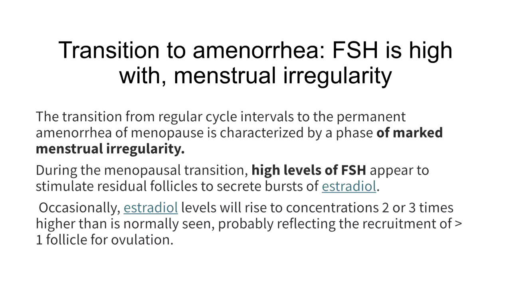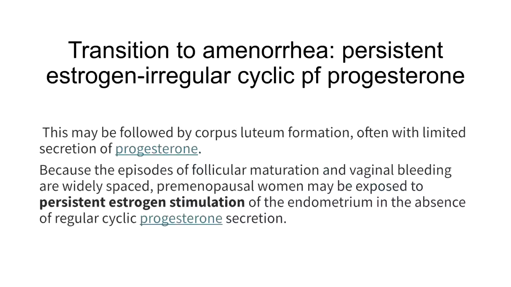During that menopause transition, high levels of FSH appear to stimulate only residual follicles and to secrete a little burst of estradiol, and occasionally those estradiol levels will rise to 2 to 3 times higher concentrations than normal, sometimes recruiting more than one follicle for ovulation. Transition to amenorrhea is sometimes characterized by persistent estrogen and irregularity of the cycle, and this may be followed by a corpus luteum formation, often with limited secretion of progesterone.